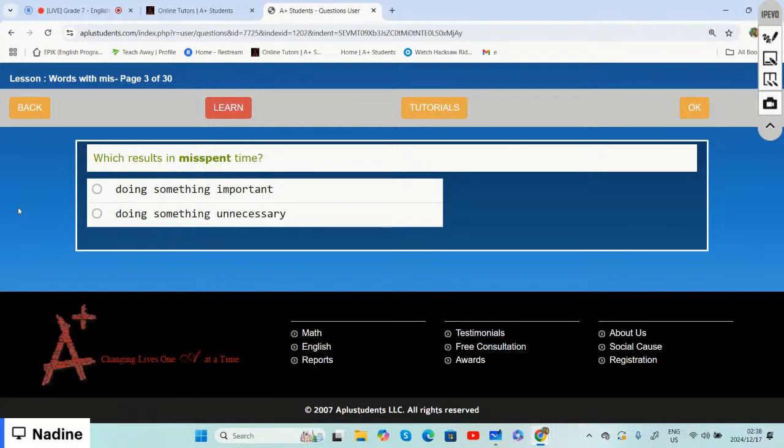So now we need to say which results in misspent time. Misspent time. Is it doing something important or is it doing something unnecessary? Now we have misspent time.